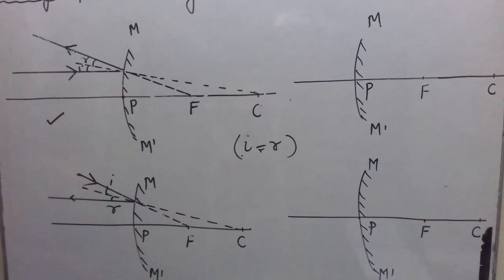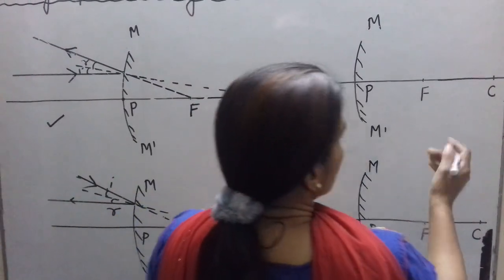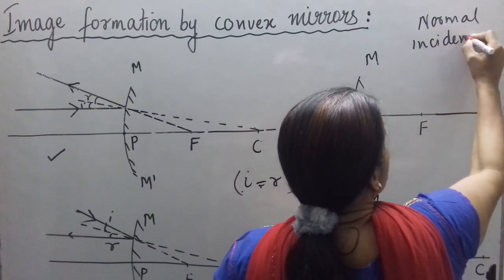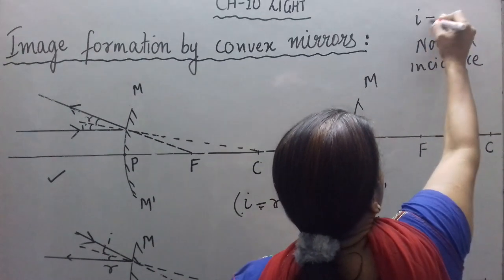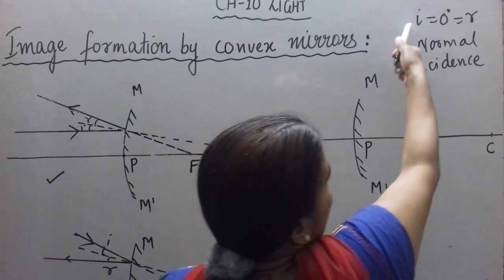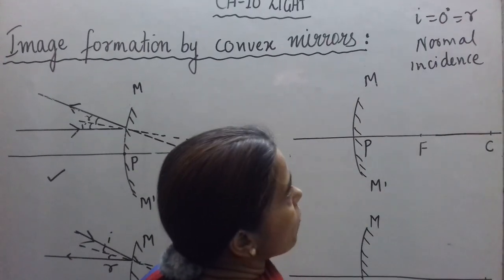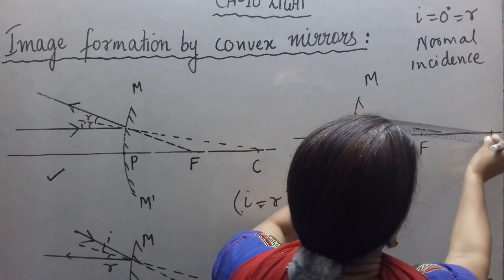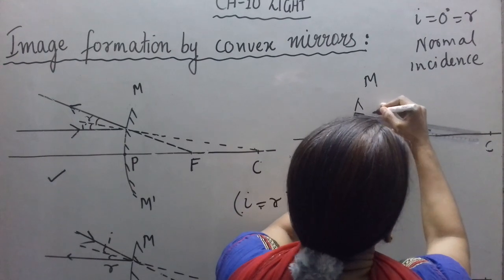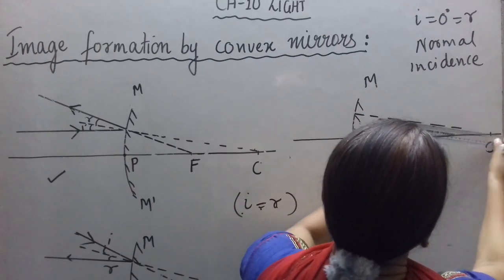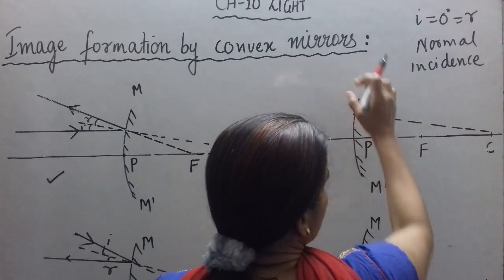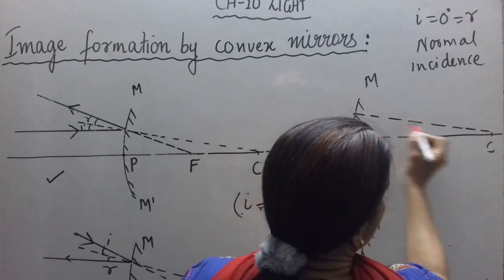Let us see how. Now in the third case, let us consider the case of normal incidence. Normal incidence, you know, when a ray is incident normally, I is 0 degrees, and in that case R is also 0 degrees. I is 0 degrees means the angle made by the incident ray with the normal is 0 degrees. So first I'll draw the normal, and let me choose this point of incidence, which is not far away from the principal axis, and I'll draw the normal here.